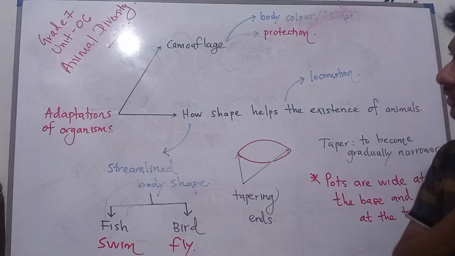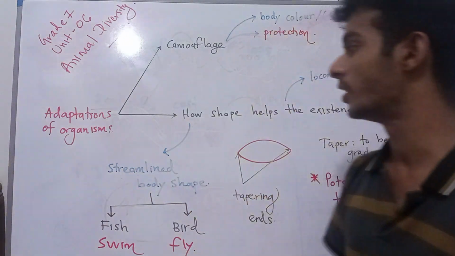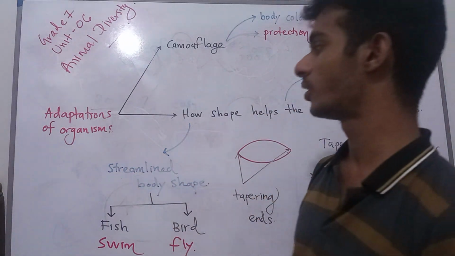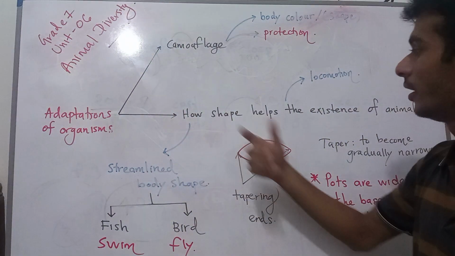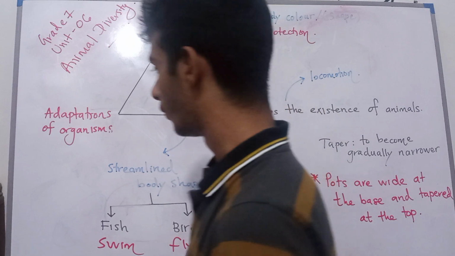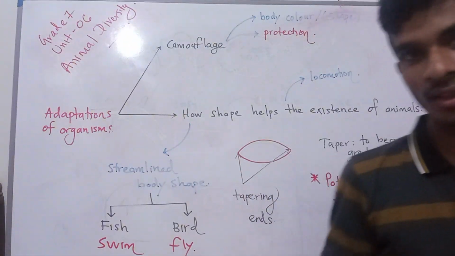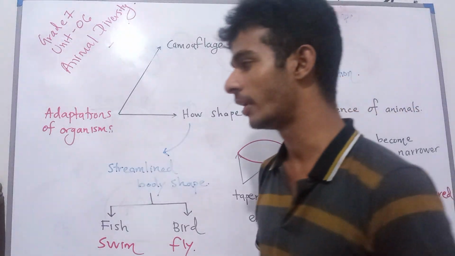After that we studied about the adaptations of organisms. Under the adaptations we studied camouflage and the streamlined body shape. Now, I already explained everything in the class, but there is a reason for making this video. Let me tell that.